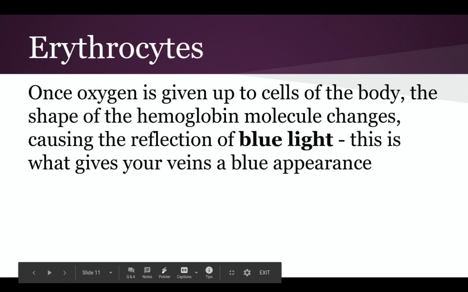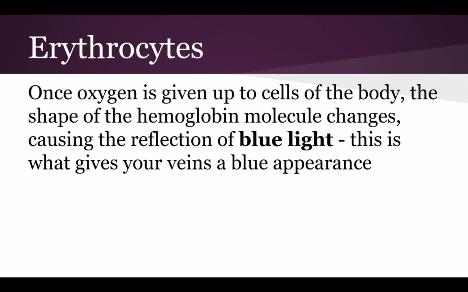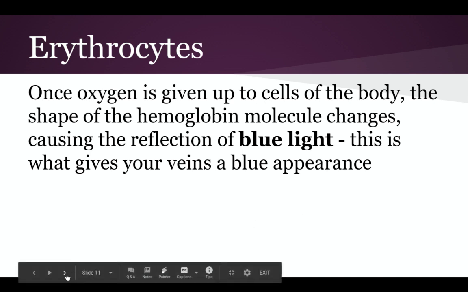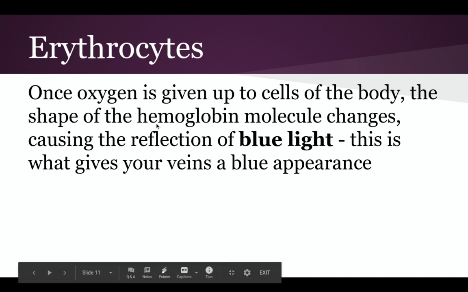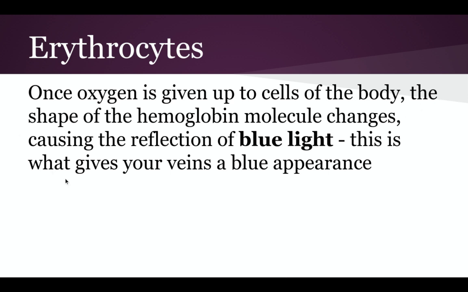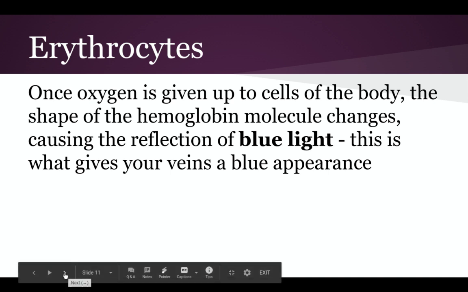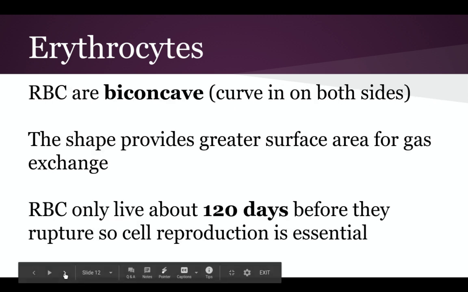Once oxygen is given up to the cells of the body, the shape of the hemoglobin molecule changes, causing the reflection of blue light. This is what gives your veins that blue appearance. They aren't actually blue, because if you've ever cut yourself on a vein, you can see it's still red blood coming out. It's just that when the hemoglobin gives off the oxygen, it changes that reflection of blue light.